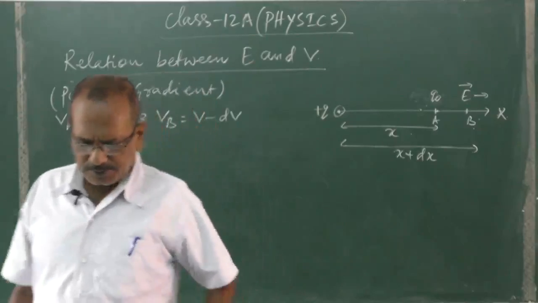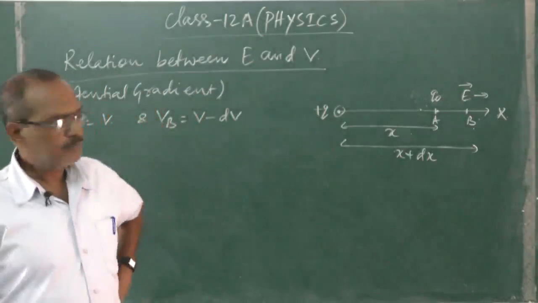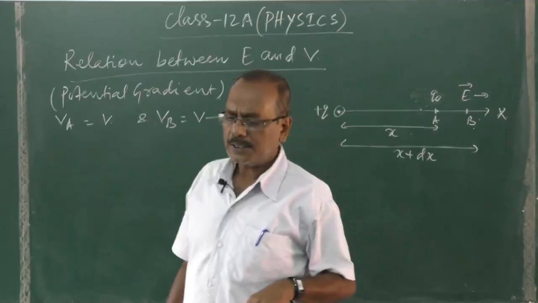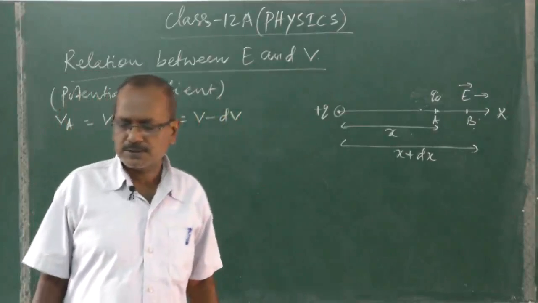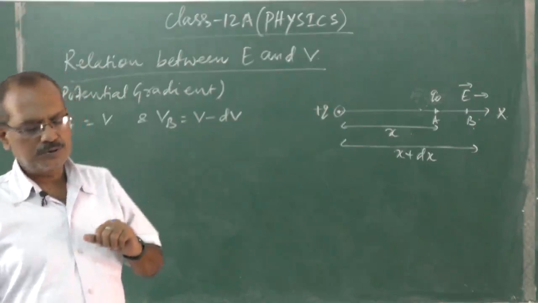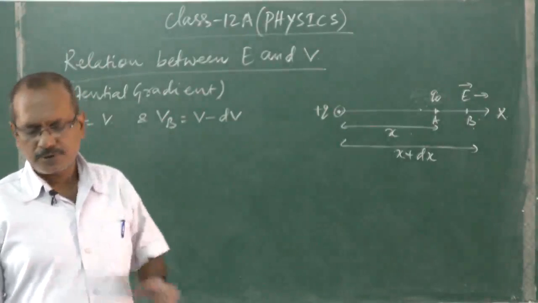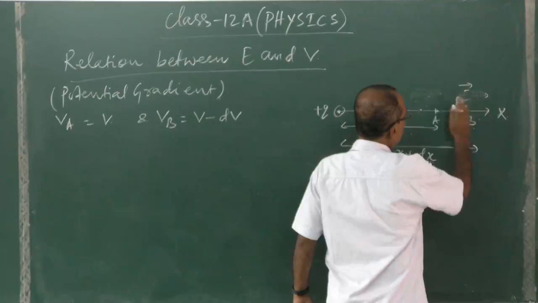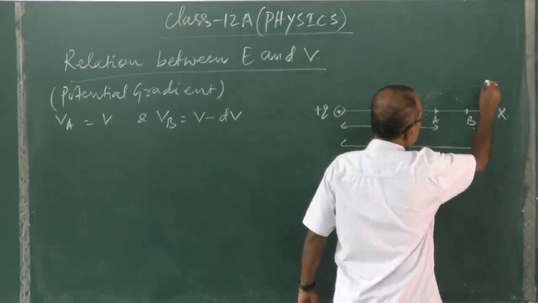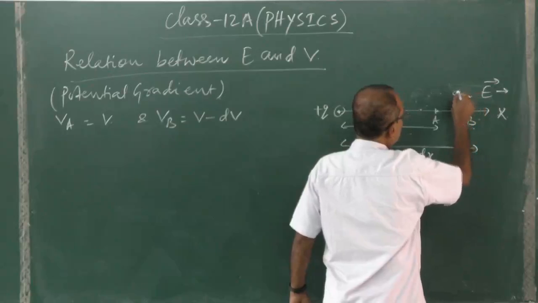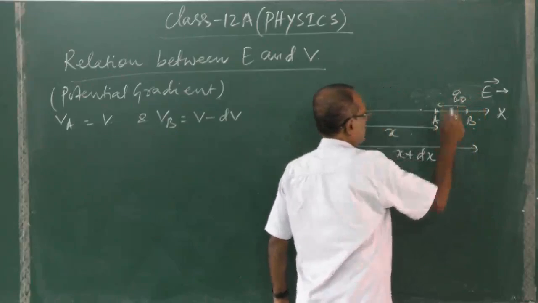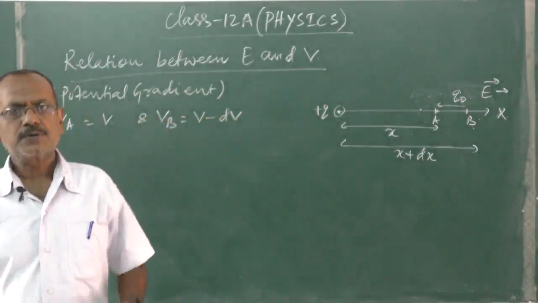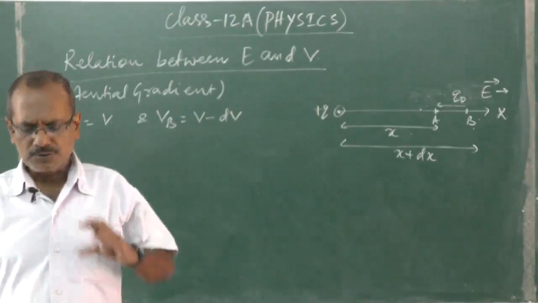Now, a small positive test charge we are using for testing. A small positive test charge Q naught is moved in the electric field from the point B to A. That means this Q naught charge we are moving from B to A. So for that we will do some work.